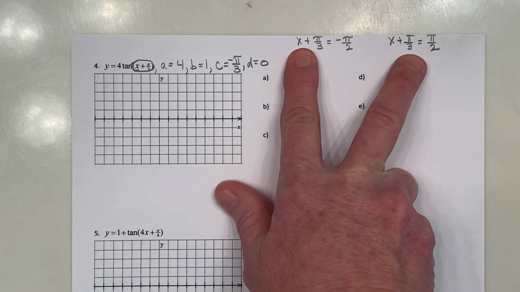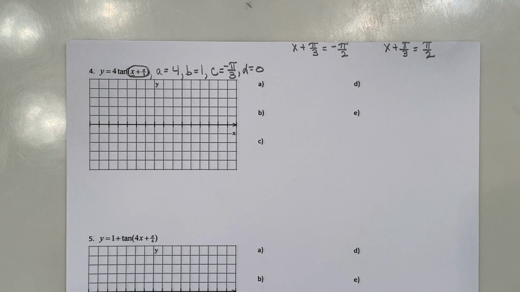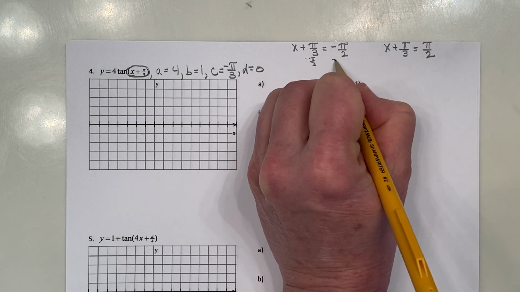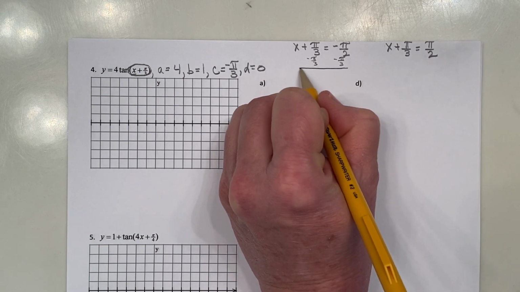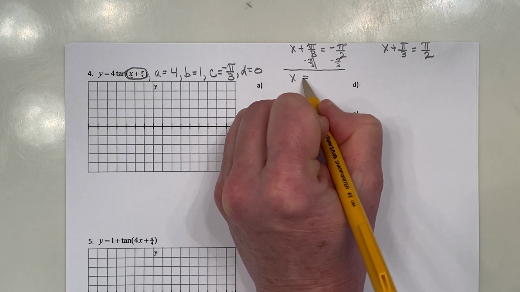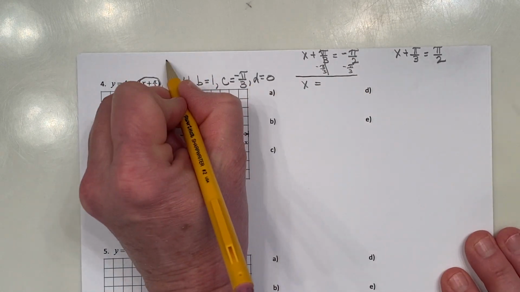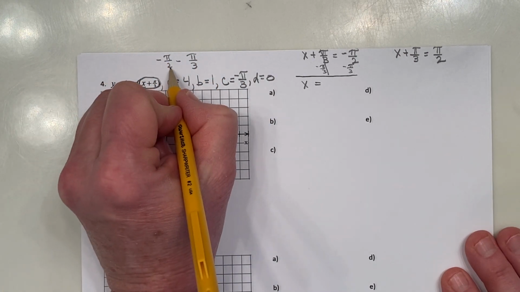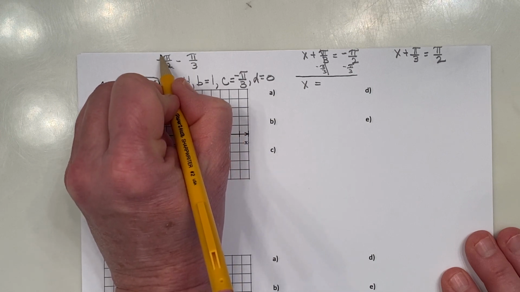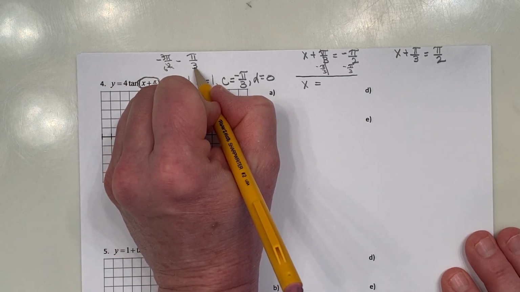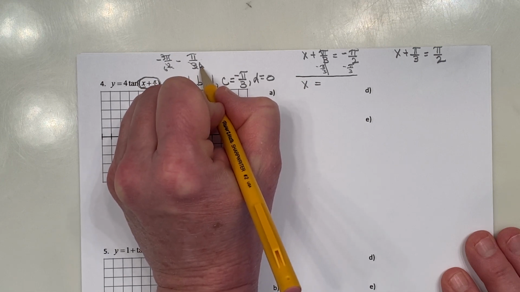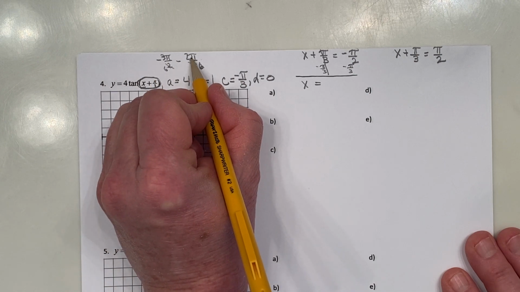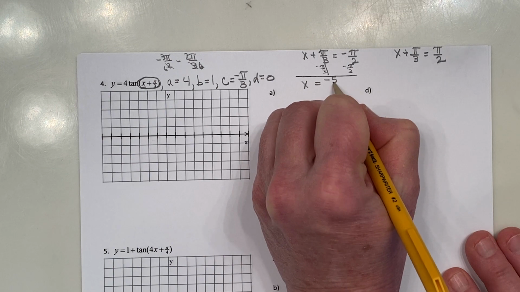All right, let's solve both of these equations for x. So it looks like we're going to have to do some fraction work here. Not a problem. Let's subtract pi over 3 from both sides. Cancel. X equals. All right, so what's negative pi over 2 minus pi over 3? Well, let's get 6 to be the common denominator. So if this is 6, then this has to be 3 pi over 6. If this denominator becomes 6, we have to multiply top and bottom by 2. All right, so negative 3 pi minus 2 pi is negative 5 pi over 6.